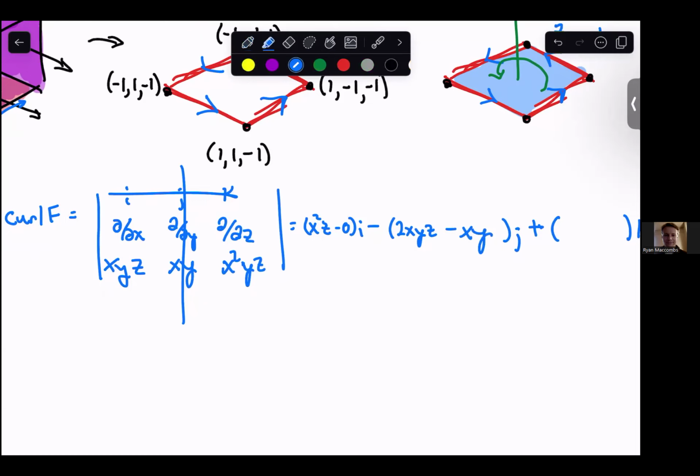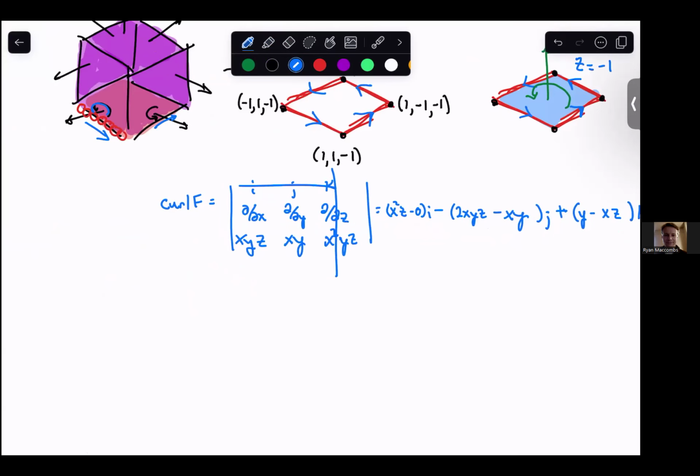And then finally, we need to take first row, third column. So a partial derivative with respect to x of xy. So that's just going to be y. And subtract away the partial derivative with respect to y of xyz. So that's going to be xz. So this right here is going to be my normal vector. Or sorry, my curl. Let's go ahead and write it. x squared z, xy minus 2xyz, and y minus xz.